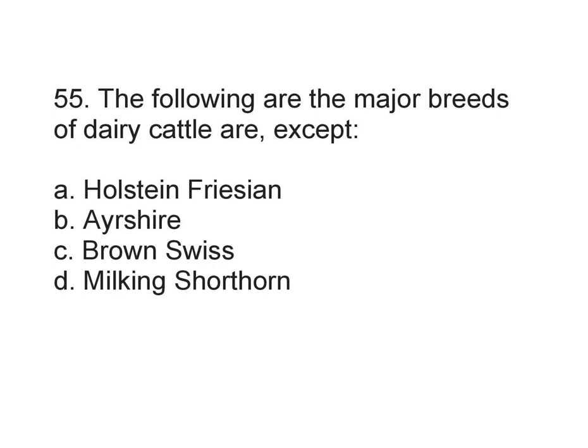Number 55. The following are the major breeds of dairy cattle, except A. Holstein Friesian, B. Ayrshire, C. Brown Swiss, D. Milking Shorthorn. The answer is Milking Shorthorn.